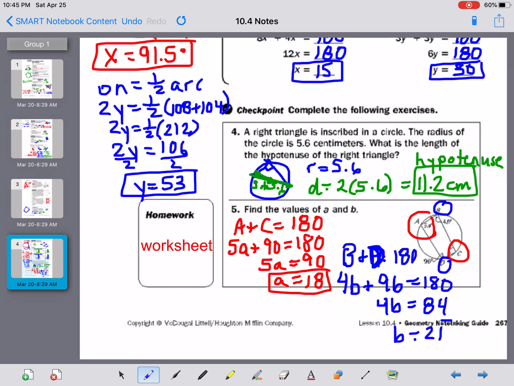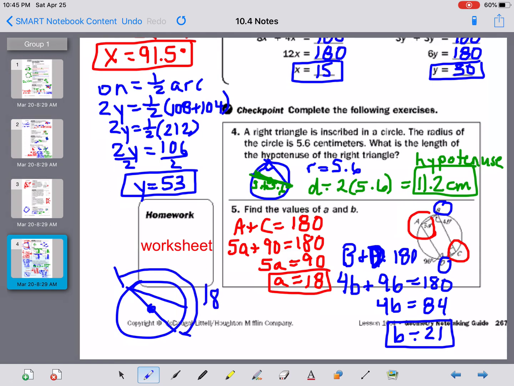So inscribed angles, what I really want you to remember is that if the vertex is on the circle, it's going to be half the arc. So remember, half the arc, and if you happen to have a chord that is a diameter, don't forget that this whole thing is 180. So find one piece of it and subtract from 180 for the other piece. I think that should give you the hints you need.